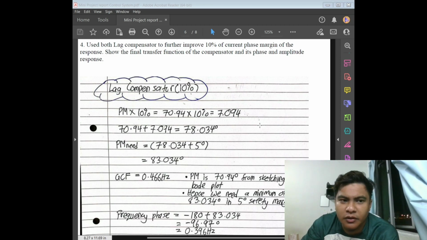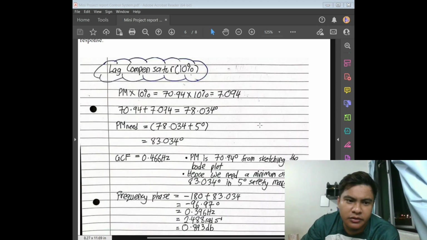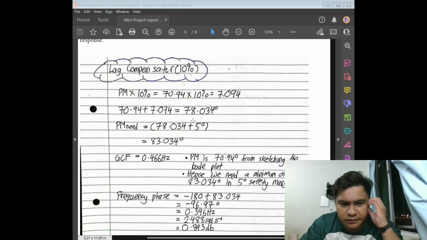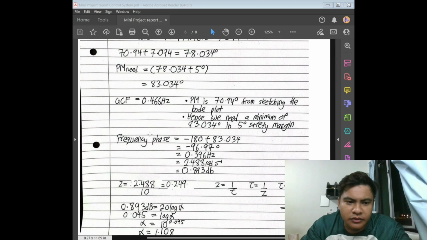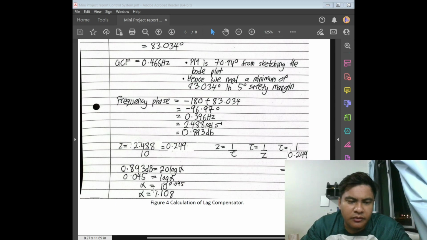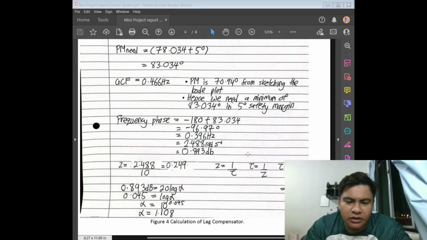For question number 4, the lag compensator is to further improve 10% of the current phase margin of the response. This is the phase margin after 10%, which we get 88.034 degrees. The frequency phase is 0.893 dB, and then we get alpha 1.108, and tau we get 4.016. This is the calculation for our lag compensator.